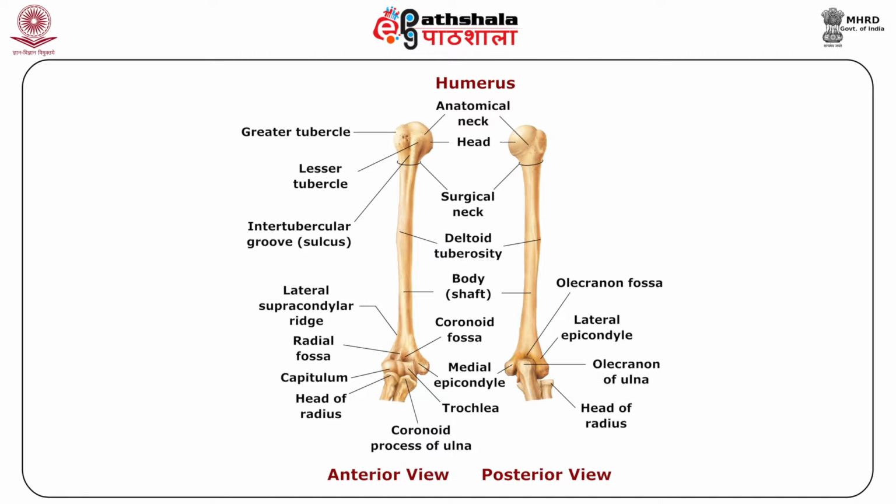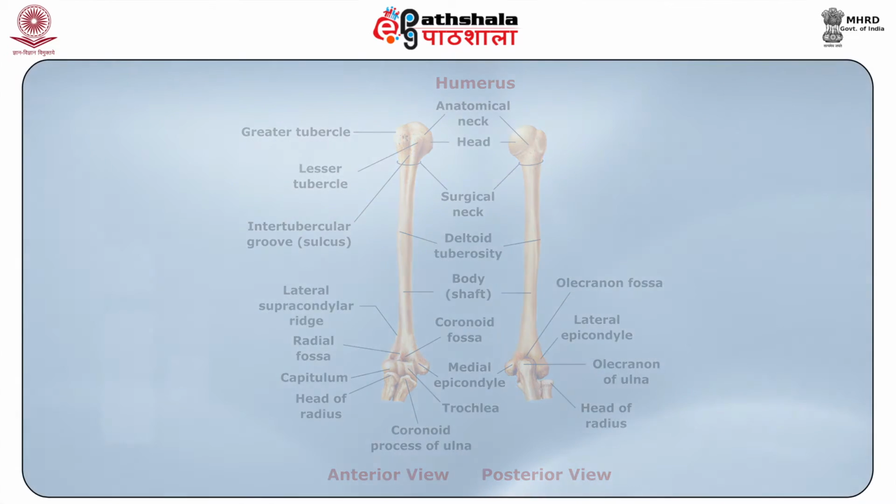The capitulum is present, which has a rounded knob on the lateral aspect of the bone that articulates with the head of the radius. The radial fossa is an anterior depression above the capitulum that articulates with the head of the radius when the forearm is bent, and it is also known as the bicipital groove.